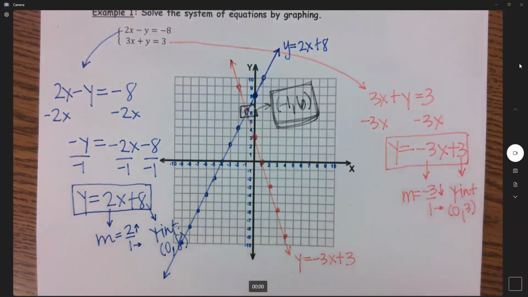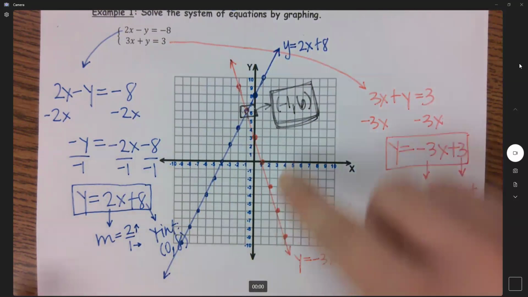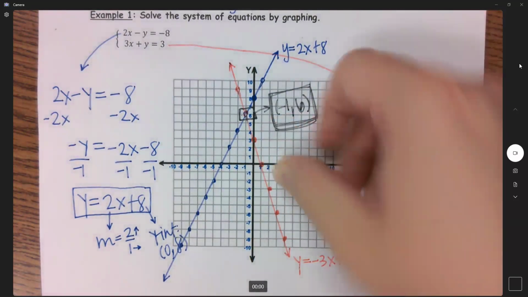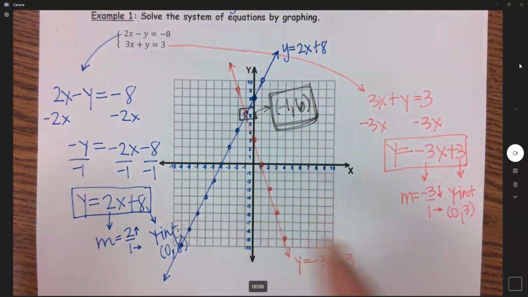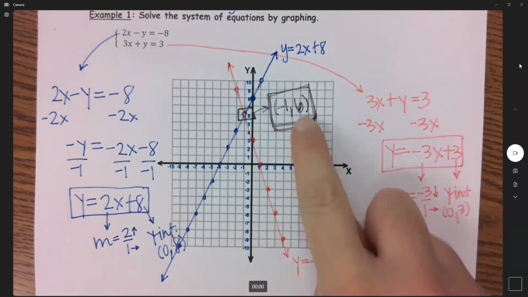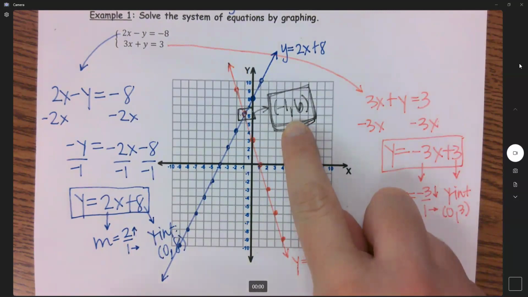However, graphing isn't really the best method for two reasons. One, this has to be accurate. If I decided to just go down the 3 and over the 1 and make this line, if it's just a little bit off, now my answer gets fuzzy. Also, graphing only works when my solutions are whole numbers.